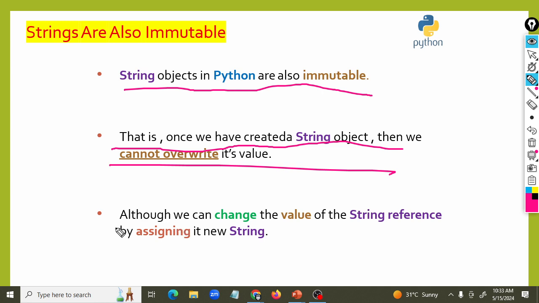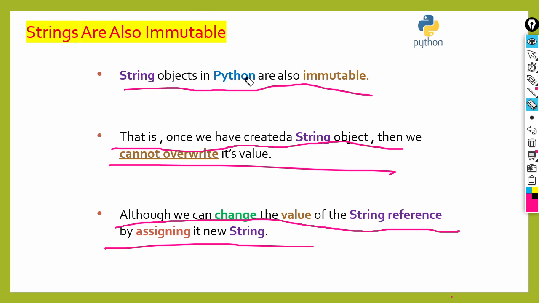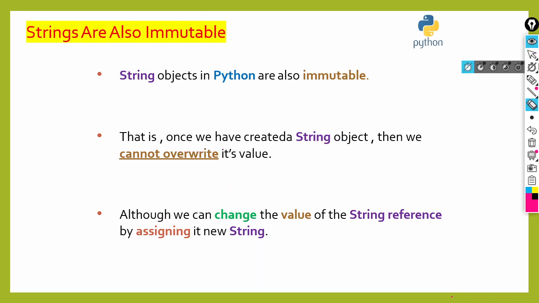Although we can change the value of the string reference by assigning a new string. Whatever I said, you have to create another string object with the name Suresh and point your variable name to that instead of the previous one. But you cannot override the previous one directly. This is what happens in Python. But in C language you can do it directly. In Python you cannot. This is the difference between Python variables and C language variables.